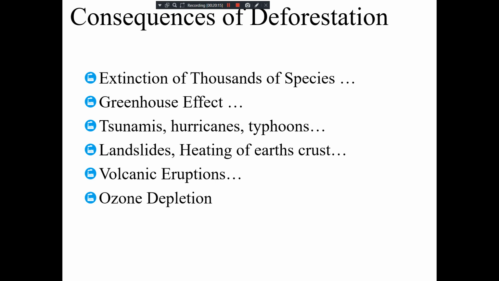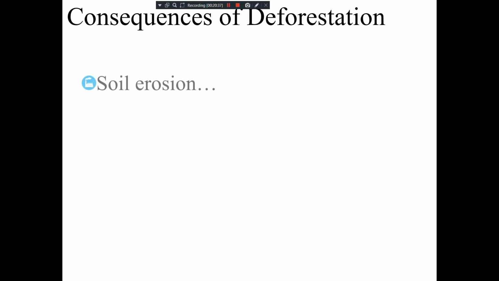But thanks to nature, above the environment there is a layer, a screen, a shield of ozone which will absorb these ultraviolet rays and prevent them from reaching the earth. But deforestation will also lead to ozone depletion. So these consequences are very serious.